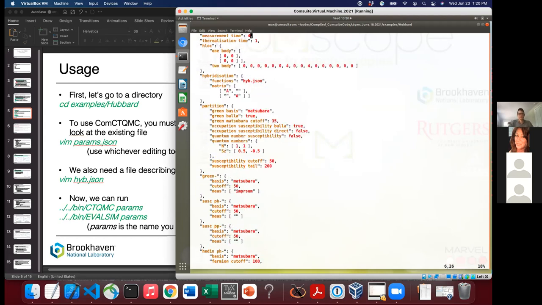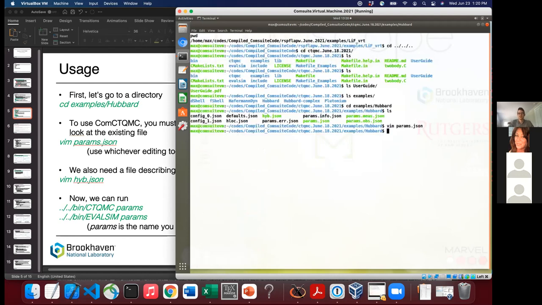So that's most of the input file. If you're stuck in Vim, it's colon Q to get out. If you've changed something, colon WQ. Let's see, what else? Yeah, let's look at this.